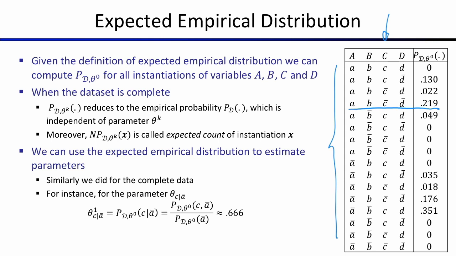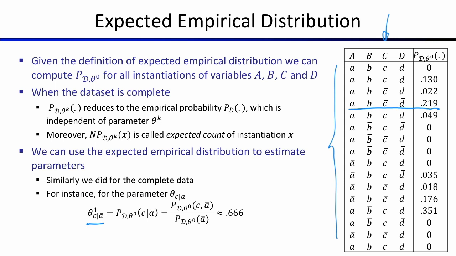We did that in the previous slide. We have to repeat these computations for all the other instantiations. At the end, we have this joint distribution here. When we have this joint distribution, we can now compute the parameters for the next iteration. So let's suppose that we have this parameter here in our Bayes network. It's the conditional probability of C given not A.